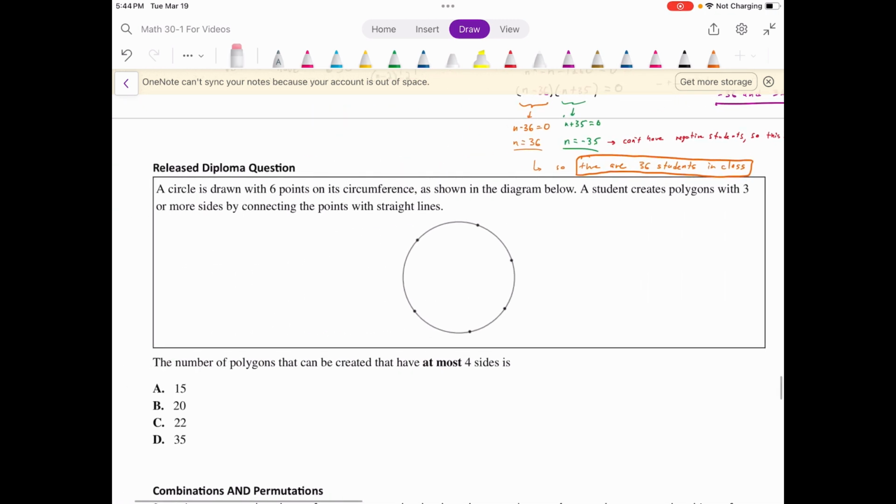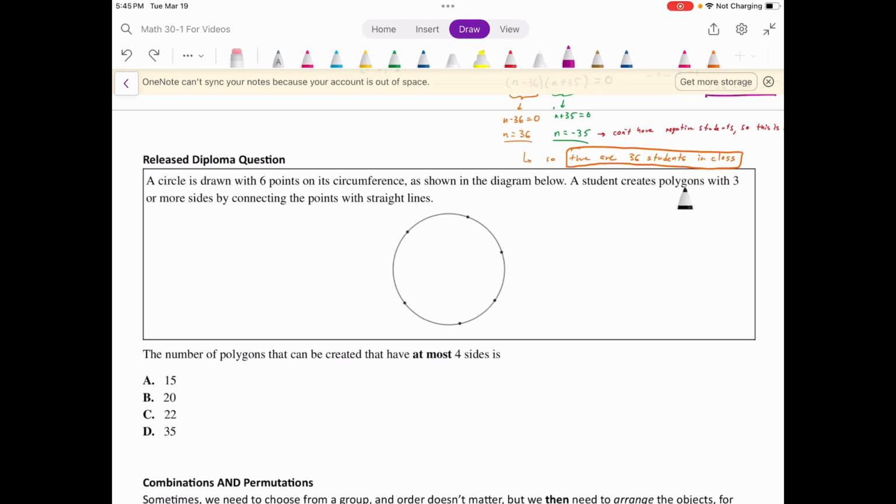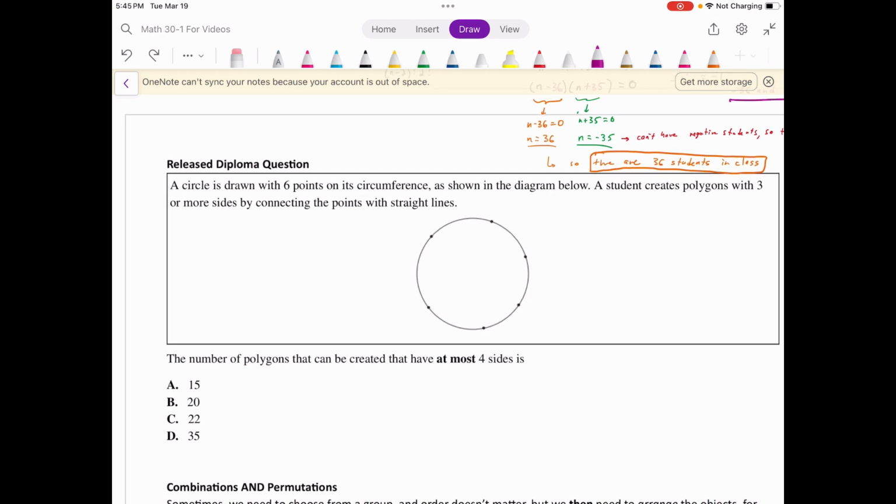Has to have straight closed sides. So a circle is not a polygon either because it doesn't have straight sides. But anyway, the student is creating polygons with 3 or more sides by connecting the points with straight lines. We want to know how many polygons could be made that have at most 4 sides. So what is this talking about? Let's think about it, okay?